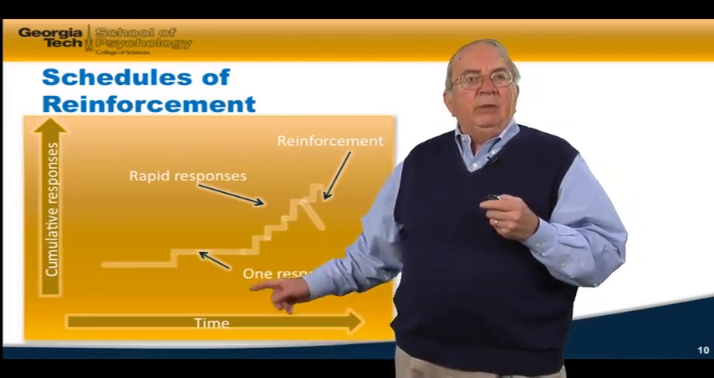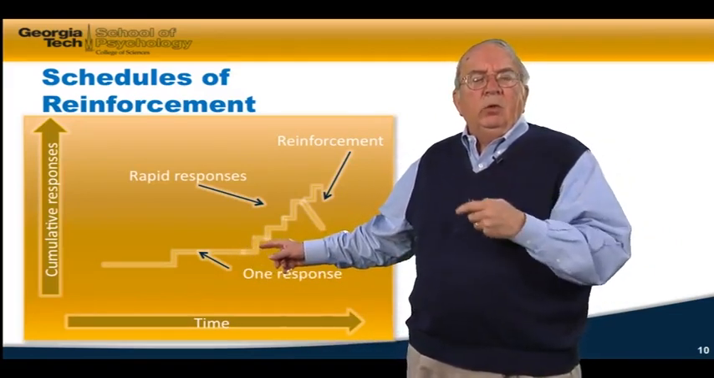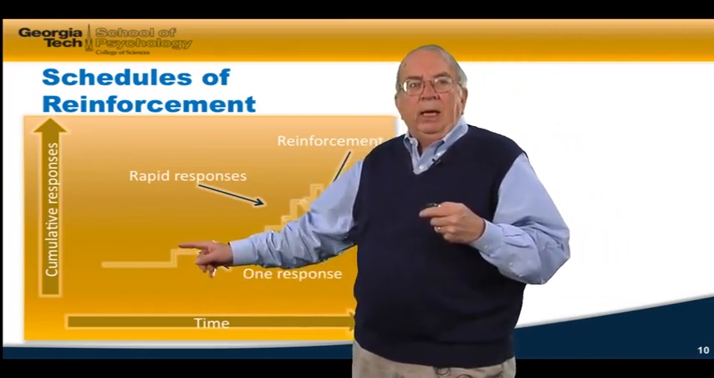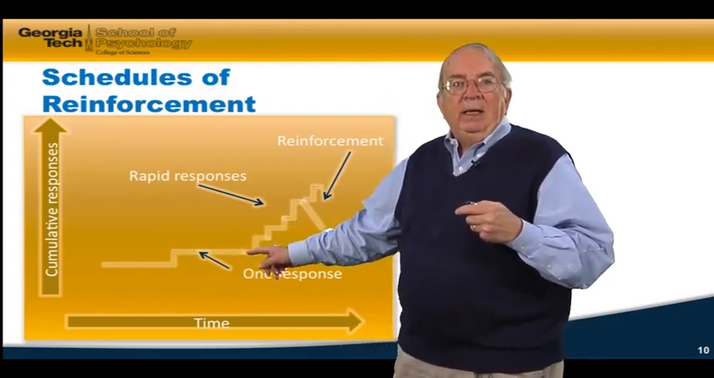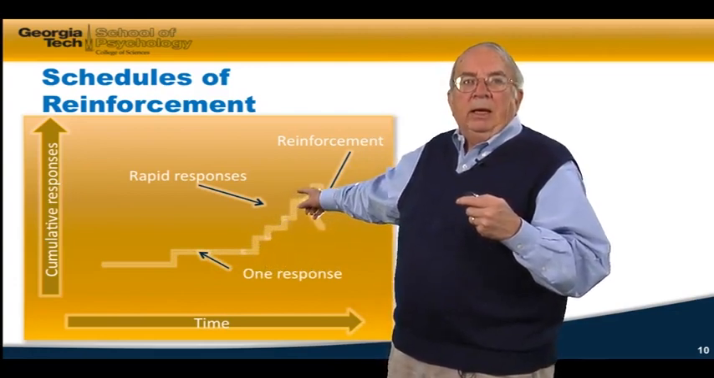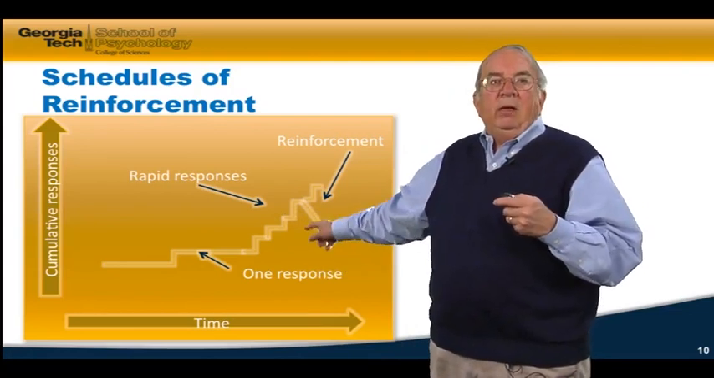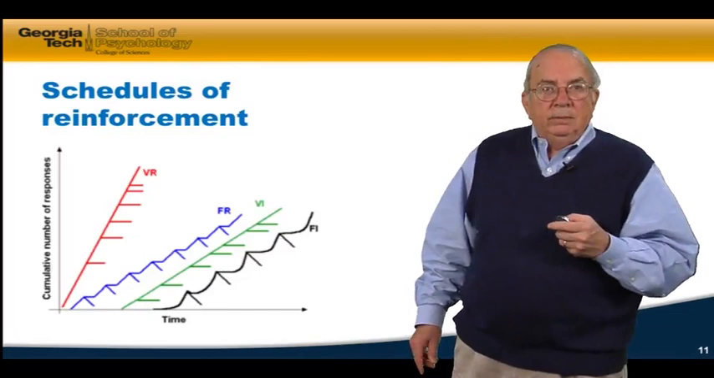Now, to show you this, I'm going to use a cumulative recording. This is a pen on a piece of graph paper that's running through a roller, and every time the animal makes a response, it blips up one notch. So the pen will go up one for this response, then it's flat. And then if the animal engages in rapid responses, of course the slope of this will get higher. And then every time they get a reinforcer, it indicates that on the recording. Let's look at that for the different schedules of reinforcement.